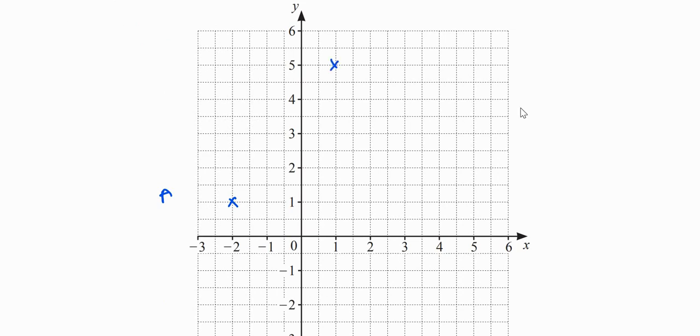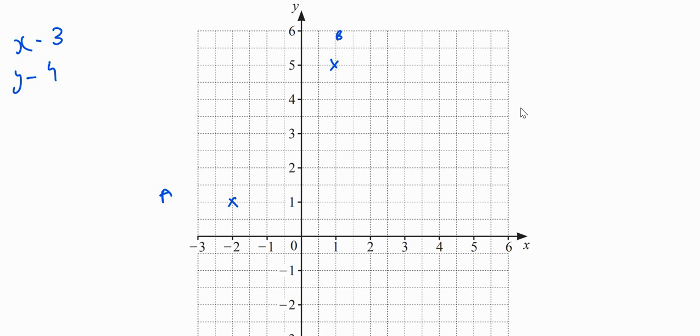And B is 1, 5. B is here. So if you look, what's the difference between A and B in terms of the x-axis and in terms of the y-axis? The difference in terms of x is 1, 2, 3. 3 points. And in terms of y, 1, 2, 3, 4.